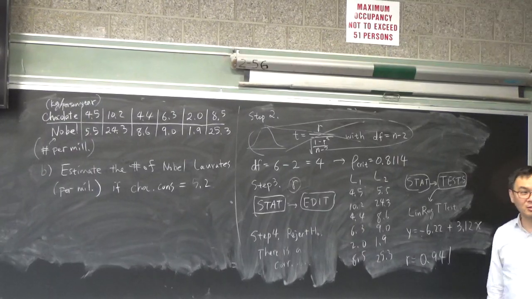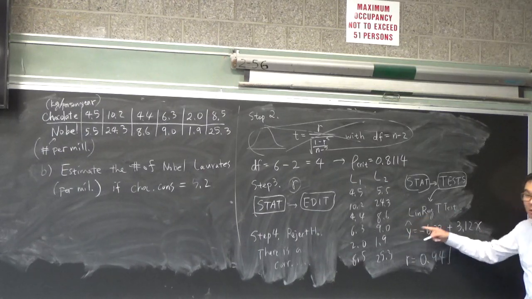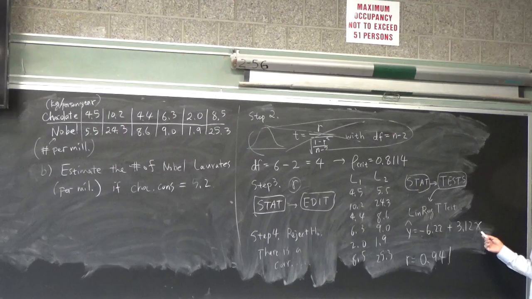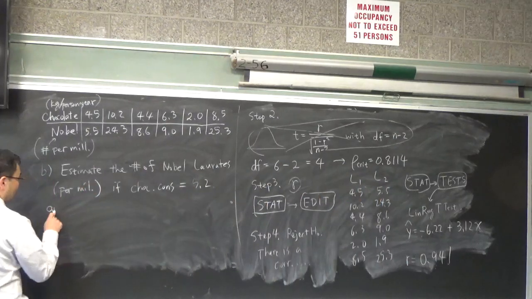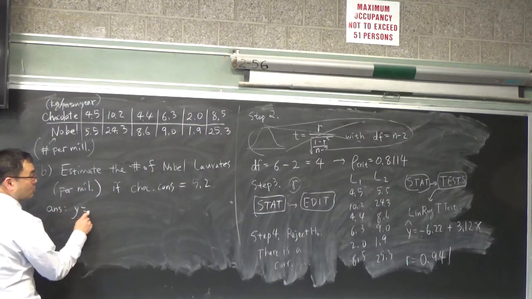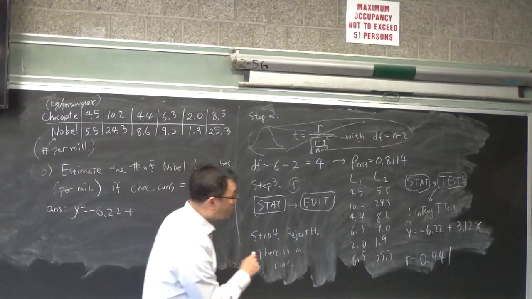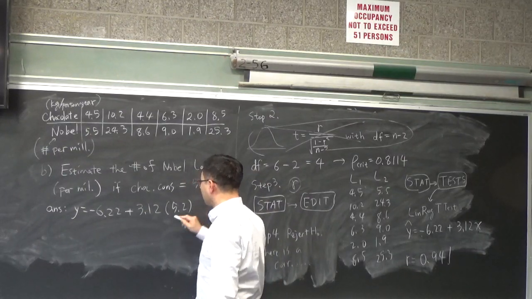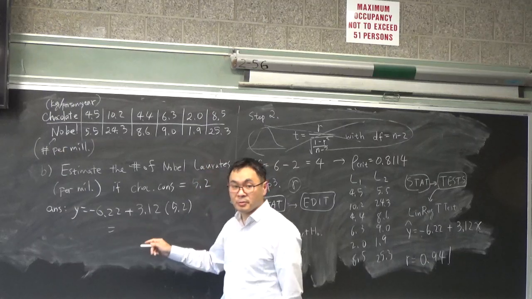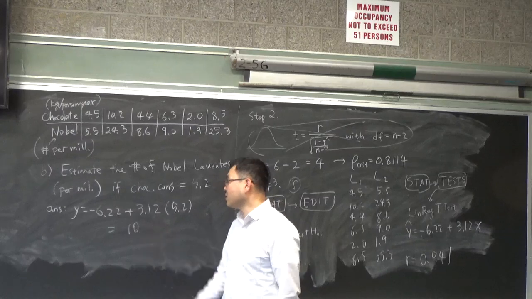Well, how do you do it? Plug into the equation. This is your linear regression, right? We use this and we put in 5.2. So the answer is y equals negative 6.22 plus 3.12 times 5.2. So what do you get? 10.004. Okay, so you get 10.